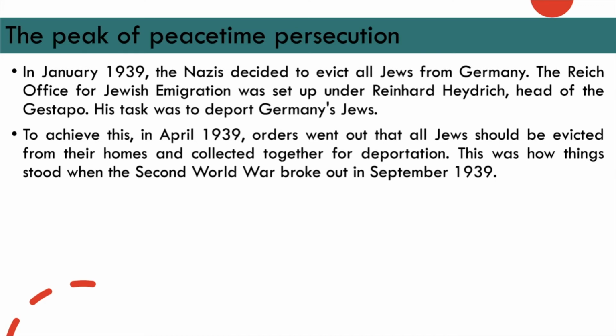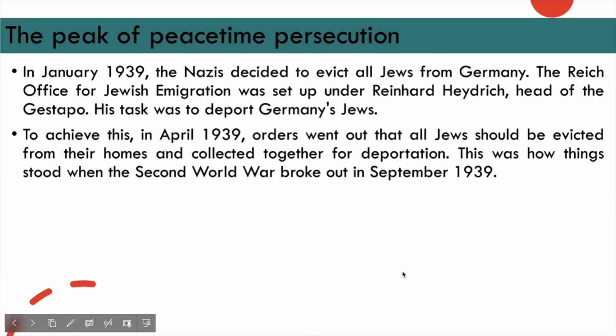In January 1939, the Nazis decided to evict all Jews from Germany. The Reich Office for Jewish Emigration was set up under Reinhard Heydrich, head of the Gestapo. His task was to deport Germany's Jews. To achieve this, in April 1939, orders went out that all Jews should be evicted from their homes and collected together for deportation. This was how things stood when the Second World War broke out in September 1939.